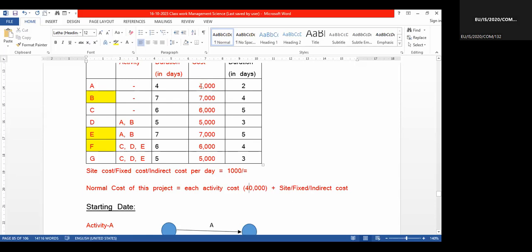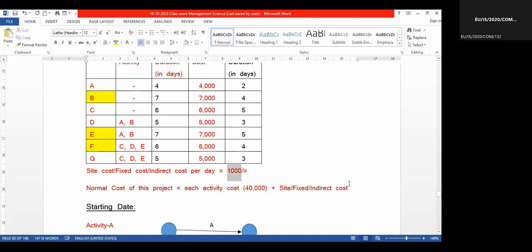So 4 plus 17, 17 plus 5, 22, 22, 29, 29 plus 11, 40,000. Each activity total cost is 40,000. Right? Site cost how much?